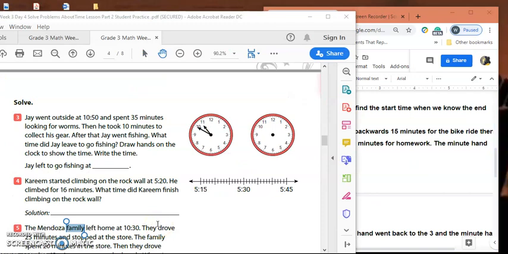Okay, scholars, for this next part, page 236, you're going to work on this independently.